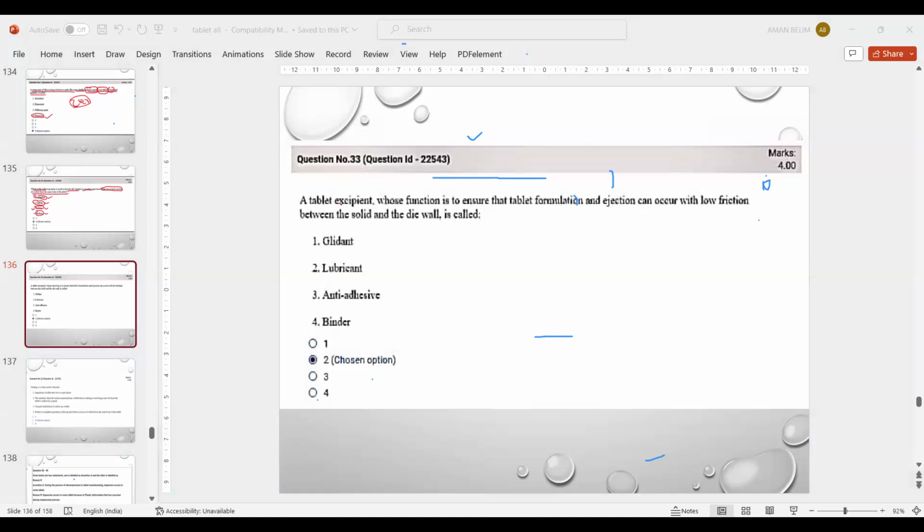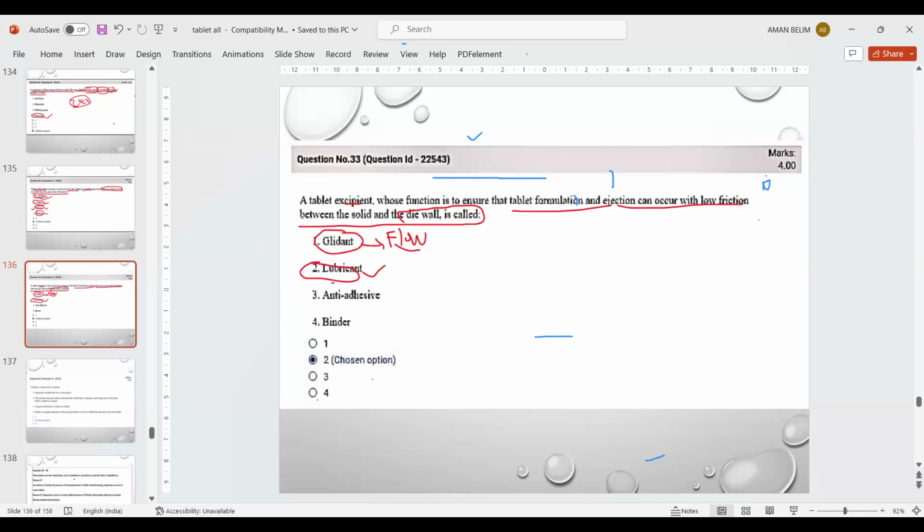Right, then the next question: tablet excipient whose function is to ensure formation and ejection can occur with low friction between solid and die wall. Yes, lubricant is the correct answer, not the glidant. As I have told, friction will be reduced by the lubricant and the glidant will promote the flow. Friction between the die wall and your tablet will be reduced by the lubricant.